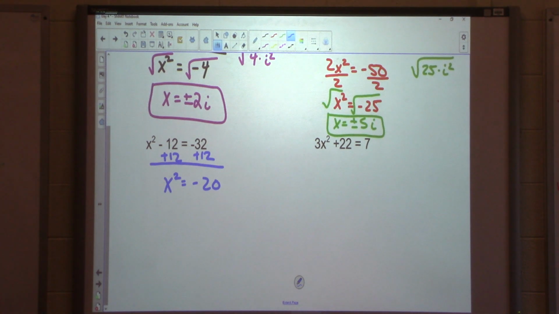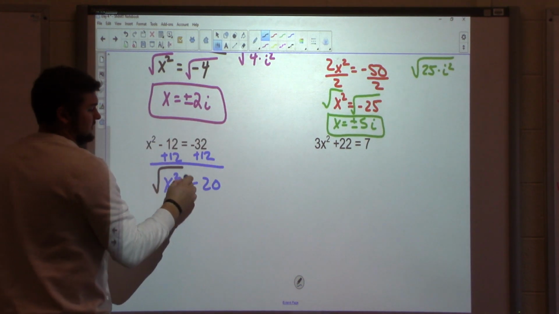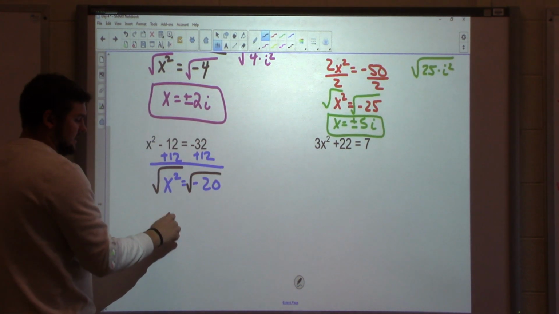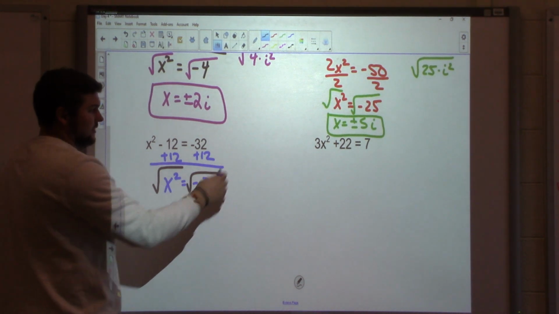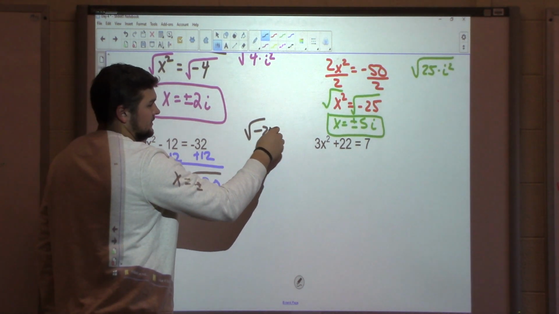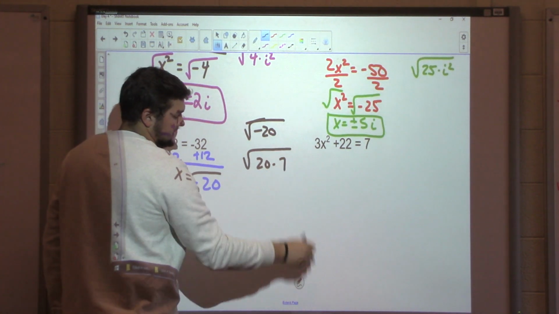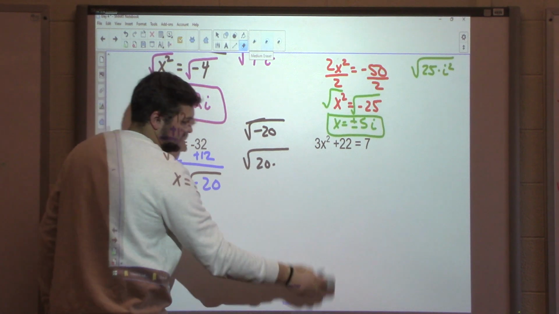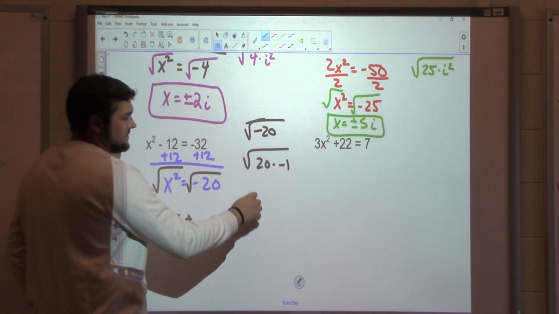Amber, what should I do next to solve for x? Square root it. Perfect. I square root both sides. I get x equals positive negative. I go to do square root of negative 20. Right, I break that up into 20 times negative 1. Well, negative 1 is the same as i squared.